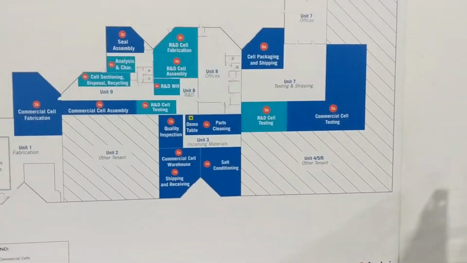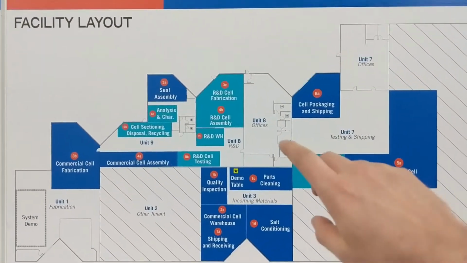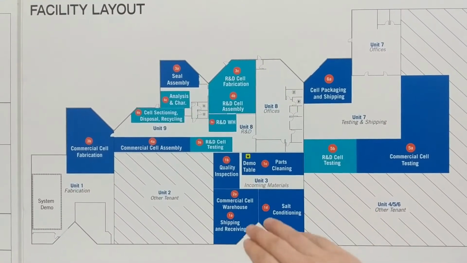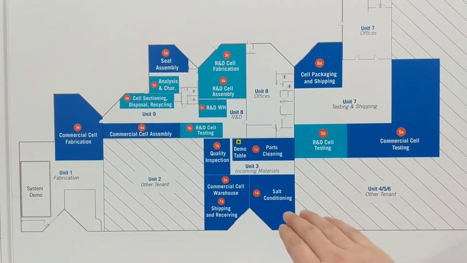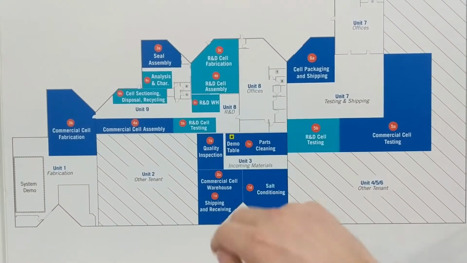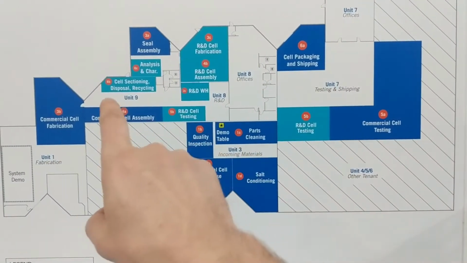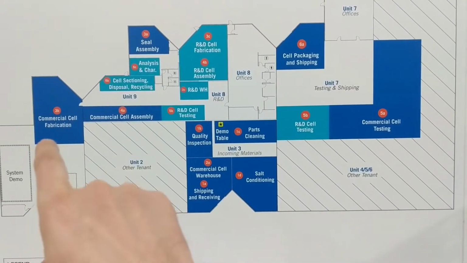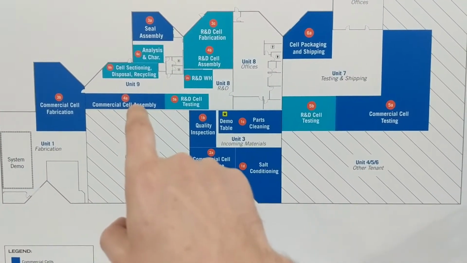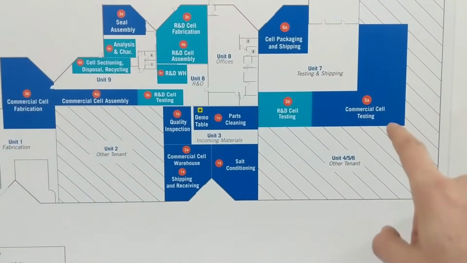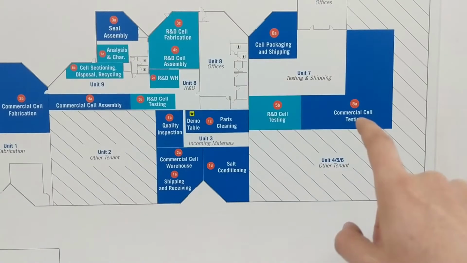So this is our overall facility, which maps against the process flow as described earlier. So we start off here in the shipping and receiving space. So we are in this location here. Shipping and receiving is behind us. We have some cell warehouse space, some salt conditioning area, quality inspection for the parts as they come in, and parts cleaning. The parts are then brought over to our cell fabrication area where we build our commercial cells, and then components are assembled into full cells and welded shut here, and then brought over to Unit 7 where they undergo commercial cell testing and are ready to then assemble into a system.